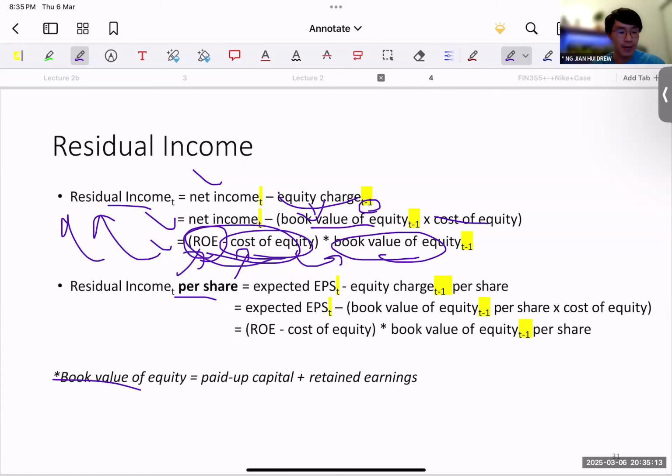Residual income per share is the same, just that you use the EPS, earnings per share, which is net income divided by the number of shares. Book value of equity, just to highlight, is your paid-in capital plus retained earnings.